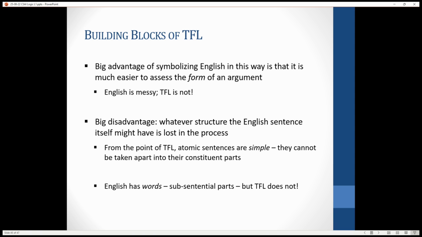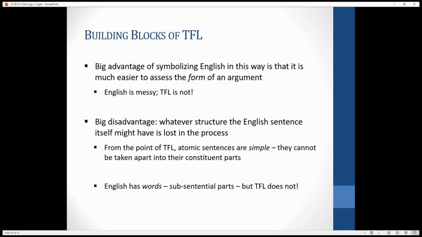Another way to really draw this out is to note that in TFL, we don't have anything like words. We can't talk about the Pope and talk about things that he is like, because that's just outside of our expressive capacity. We can only make full sentences. That's the kind of farthest down we go. We don't have substantial parts. FOL does, but we have to get there first.